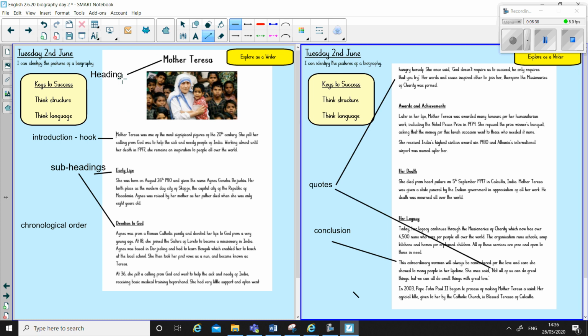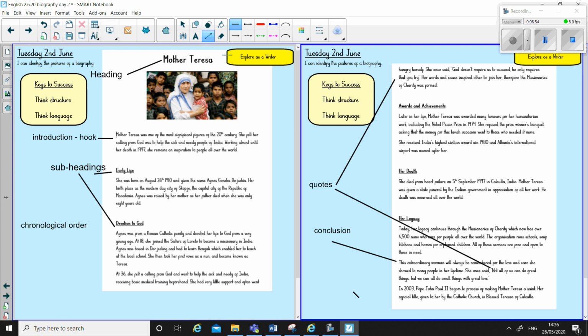We have a heading, we have an introduction, which is a hook. We have subheadings to help organise the information, and they are in chronological or time order. Then we have a conclusion at the very end, often think beginning and end, and some quotes.